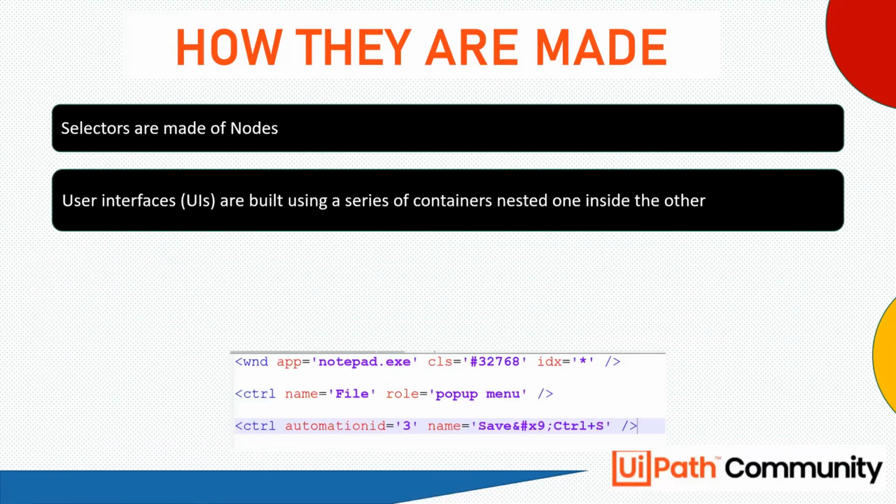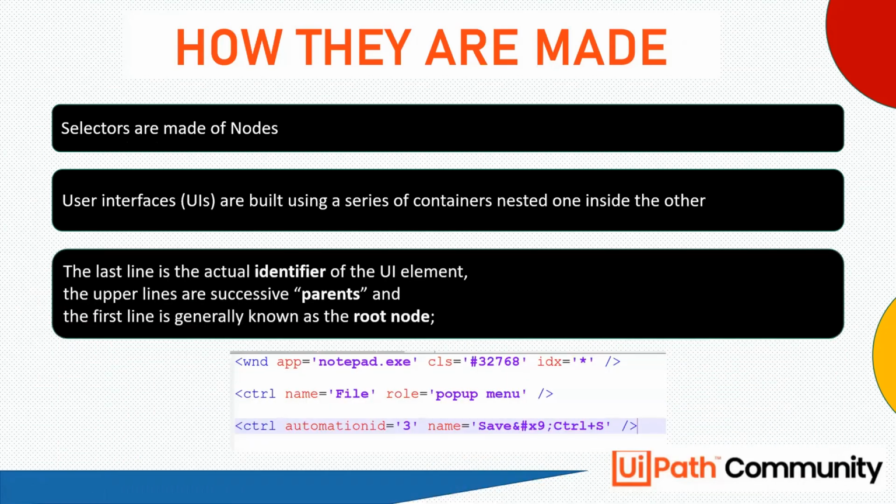Okay, now let us see how exactly selectors are made. Selectors are made up of nodes. The last line is the actual identifier, the upper lines are called the parents, and the first line is called the root node. So we have seen this. How many nodes are there? 1, 2, 3 nodes, right? In a selector we can have multiple levels of nodes, and all these things are known as nodes. The top node is called the root node and the last one is the actual identifier.